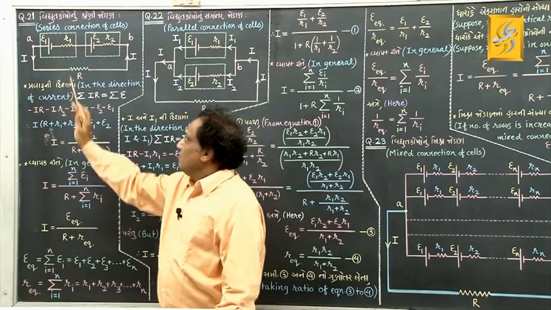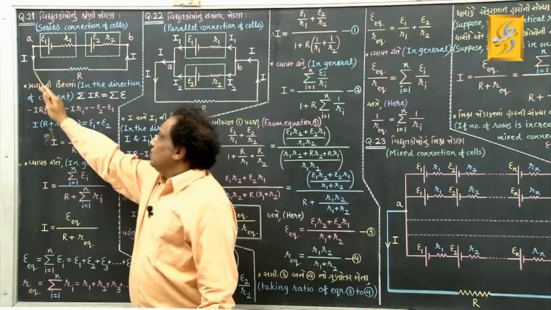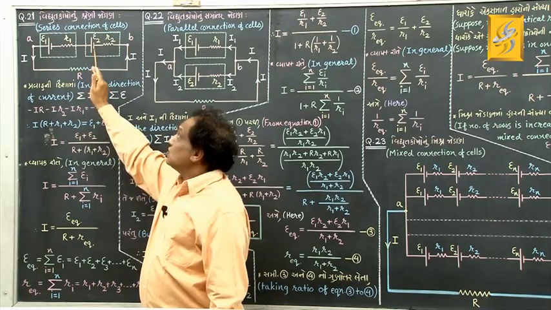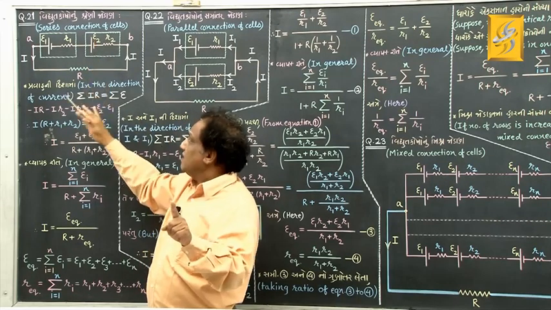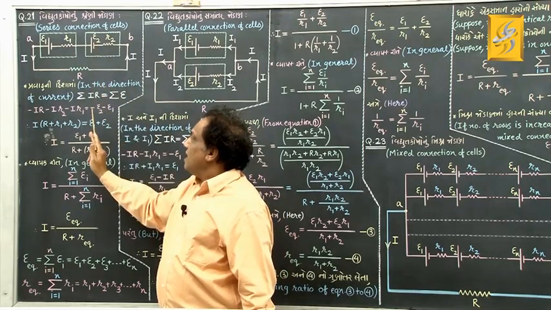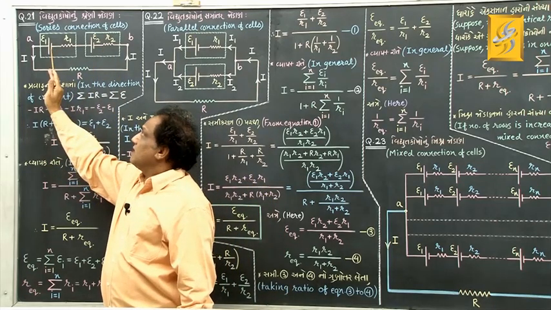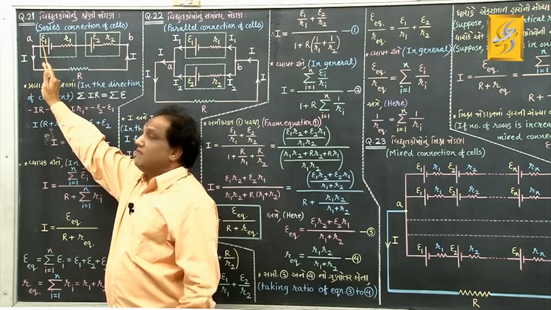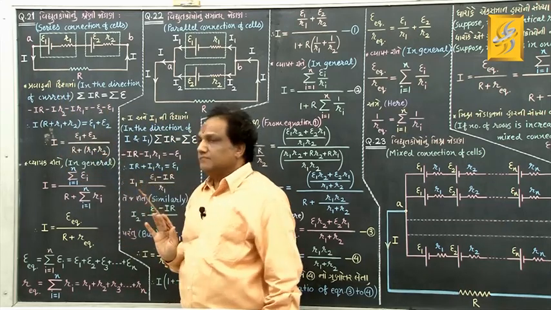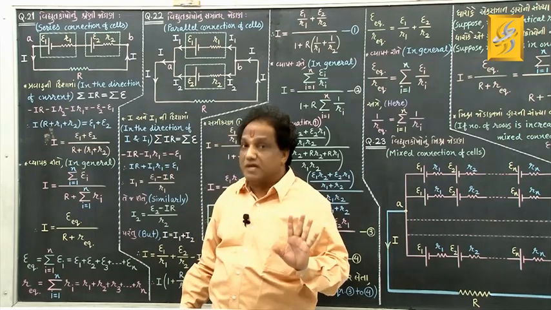Once again, you go this way for sigma E, and when you go this way, the terminal coming first in the way is negative, so you should consider this EMF to be negative on the right hand side, because sigma E is on the right hand side. So minus E2. Go ahead, and when you go this way, the terminal coming first is again negative, so this EMF is also to be considered negative, so minus E1. Multiply this entire equation by minus 1, then all the terms will be positive.